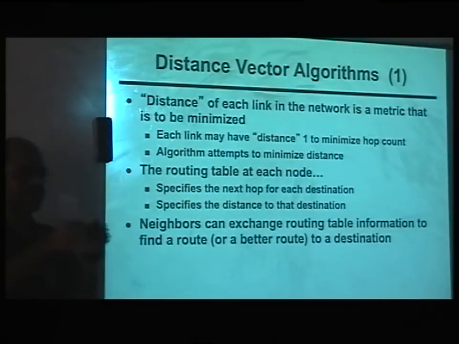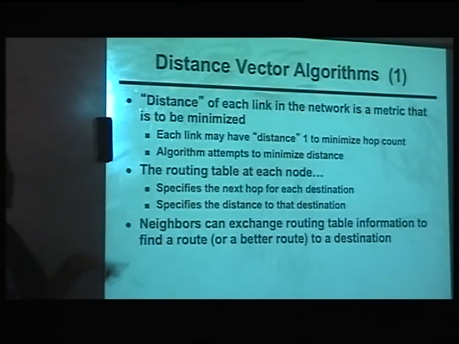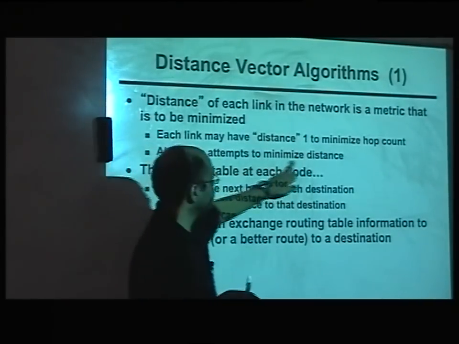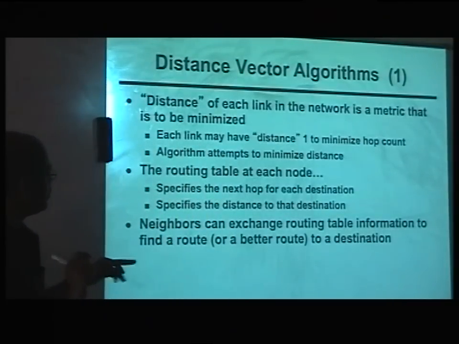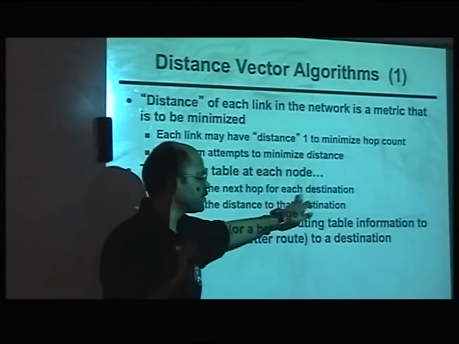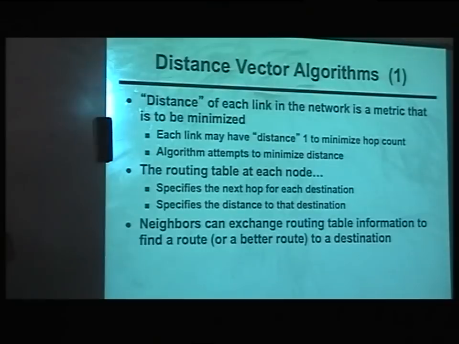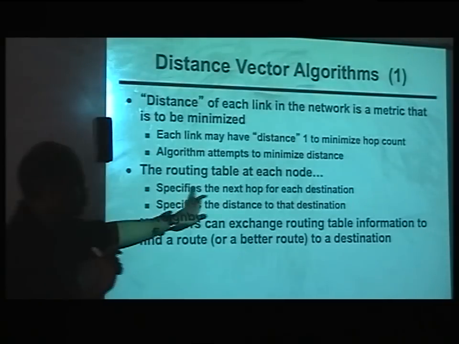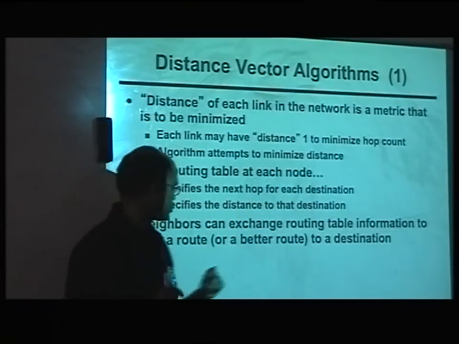So if you just want to minimize the hop counts, you just put every link as cost 1, and that will just minimize the number of hops. And that will give you an algorithm that minimizes the total distance from source to destination. The routing table at each node specifies the next hop for each destination. It has to do it for each destination. You just can't say, okay, this is the network and only for these half of the nodes I have the routing. It has to do it for each destination and it should specify the distance to that destination.